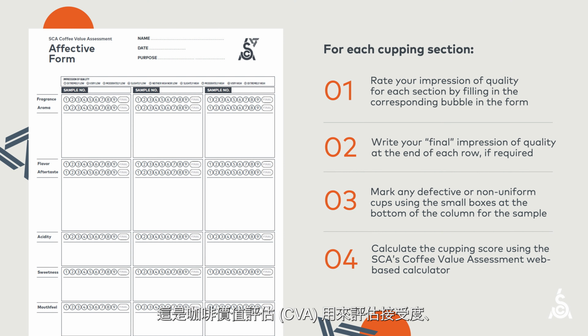descriptors. Next, we reviewed the affective assessment, a method the CVA uses to assess acceptance, liking, or preference by asking you to rate your impression of quality for each category on a 9-point hedonic scale. This assessment also includes an overall impression of quality, defects, and uniformity.